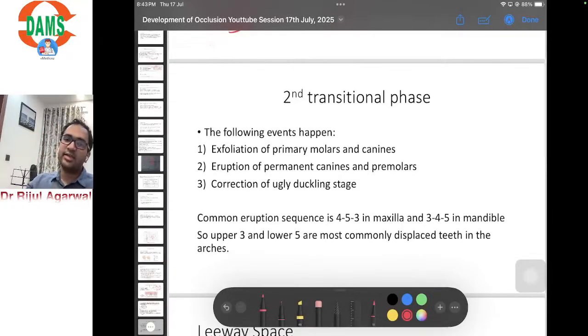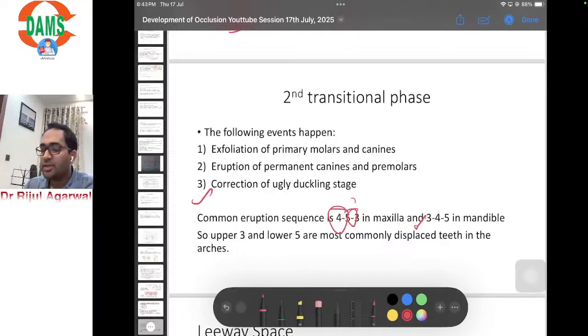Moving on to the next, the second transitional phase. Here, earlier there was no exfoliation, now we need to exfoliate and change the primary molars and canines and erupt the permanent canines and the premolars. And as I told you before, the correction of the ugly duckling stage occurs at this stage. The common eruption sequence, which is very important for you to remember, is 4 5 3 in the upper arch and 3 4 5 in the lower arch. So in the upper arch the permanent premolars erupt first and later the canine, while in the lower arch the canines erupt first and later the premolars.